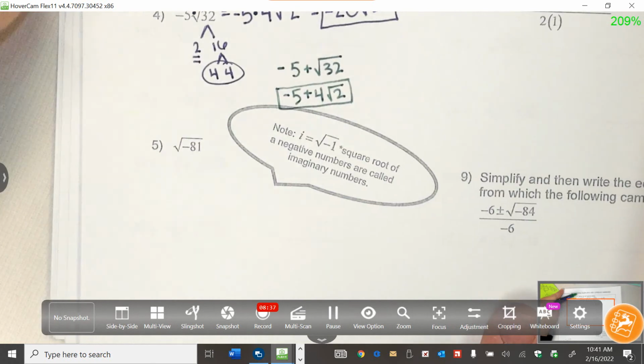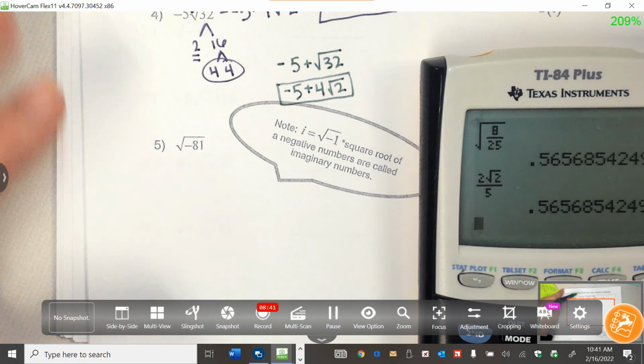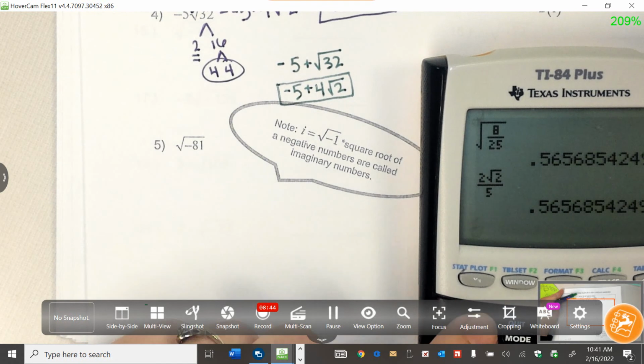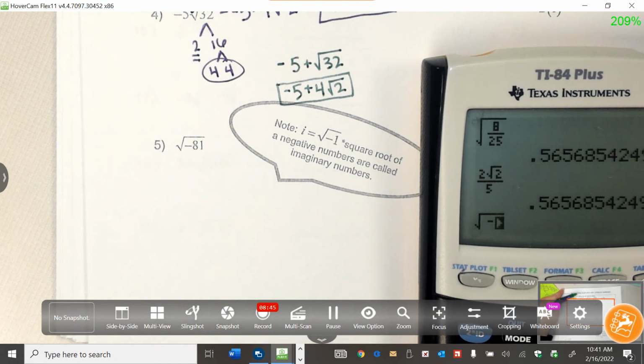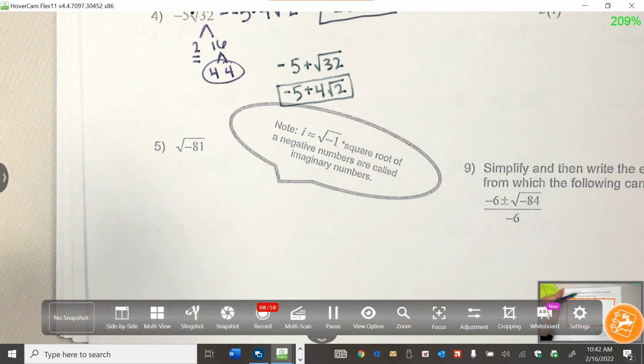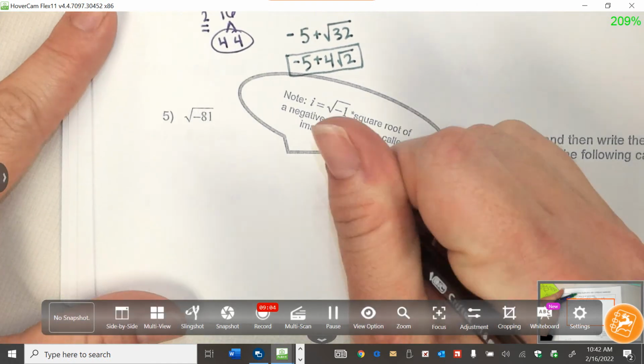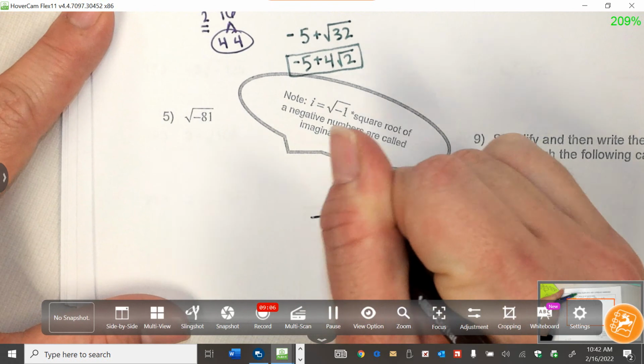Now, number 5 is different. What do you notice on this one? You have a negative on the inside of the house. Watch what happens. If I type it in my calculator, it tells me non-real answer. And he's exactly right. It's because it's an imaginary number. So I'm going to explain why we have imaginary numbers, because I want you to understand where they come from. We didn't just pull this out of thin air. I know sometimes it sounds like it.